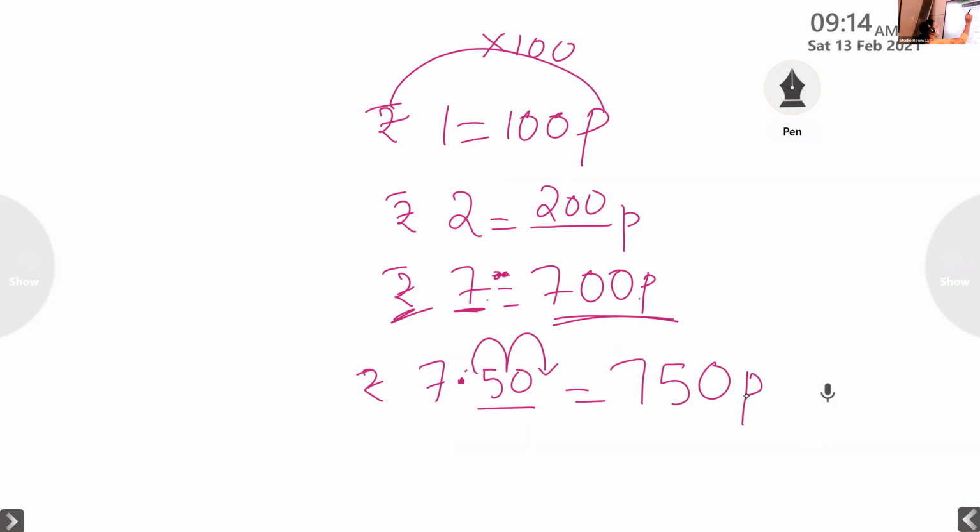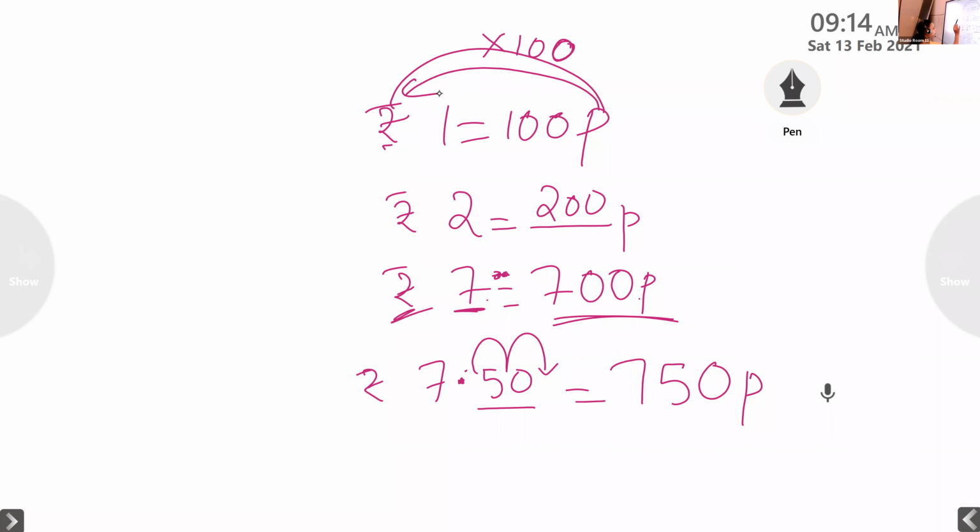Understood? So children, now we are learning only one thing, listen carefully. Now we are learning only rupees to paise, so it is only multiply. We will come back to paise to rupees. What we will do, that I will explain after some time.